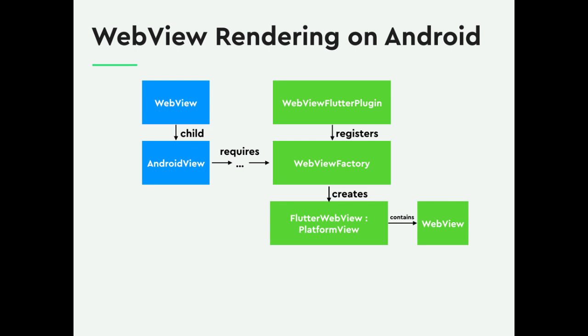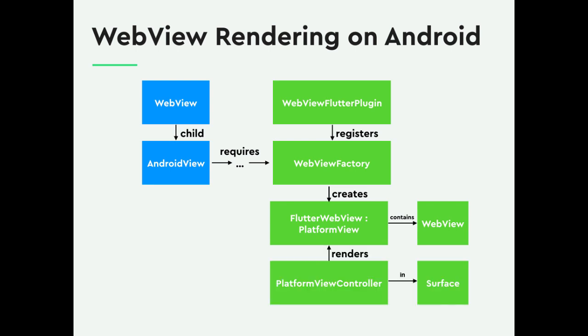So as you can see, now Android has created the native WebView, but now we need to use it. We need to render it. On the native side on Android, there's this platform view controller that will take care of rendering this native WebView. But instead of displaying it on a screen, it's going to render it in a graphic surface. And then we will use that surface to draw it later on Flutter.